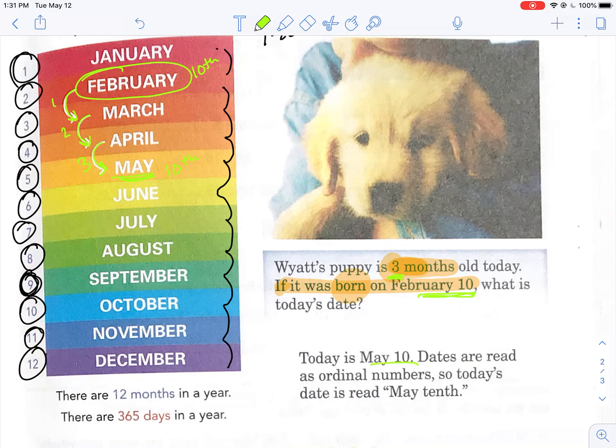It says the dates are read as ordinal numbers. 10th. So the TH, remember, ordinal has the ending on there. May 10th. So you don't say, my birthday is May 10. You would say, my birthday is May 10th.